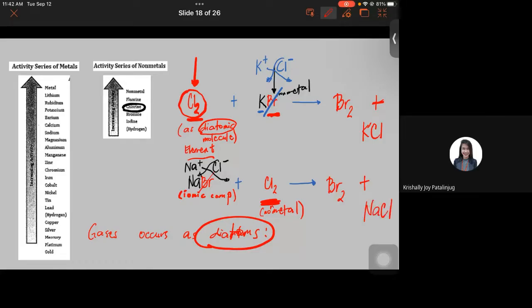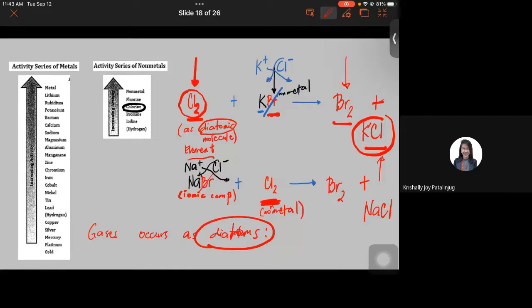Okay, when you write products, okay lang yan mag-interchange. Okay lang mauna. You may write first potassium chloride, then plus bromine gas. Okay, the order could be in different ways. Okay lang, as long as tama yung products written. One is bromine gas, the other one is potassium chloride. Then for the second equation, one is bromine gas as the product, and then one is sodium chloride.